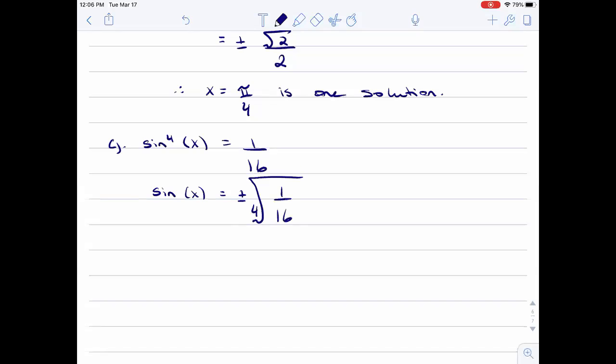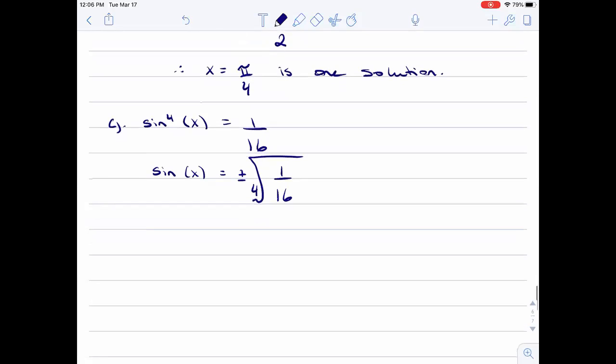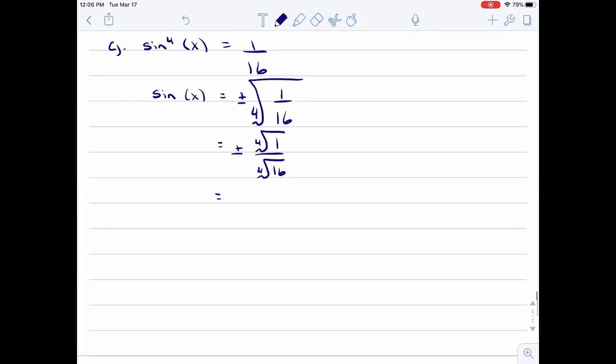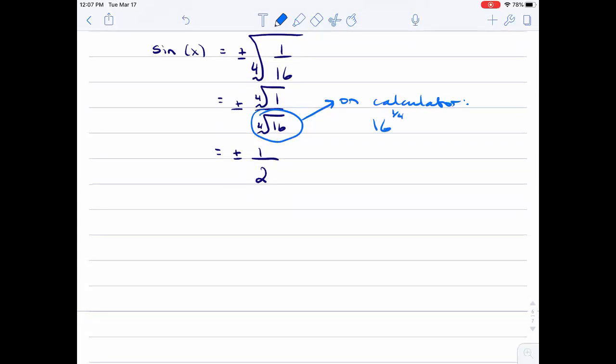How about we just go for it? Fourth root. Well, the fourth root, any root of 1 is just 1, right? So we get plus minus the fourth root of 1 over the fourth root of 16. Plus minus 1 over, and then just to make sure on my calculator, 16 to the power of 1 divided by 4, and I like to put those in brackets, right? Puts me at 2. But I'll make a note that on your calculator, you're going to do 16 to the power of 1 over 4.